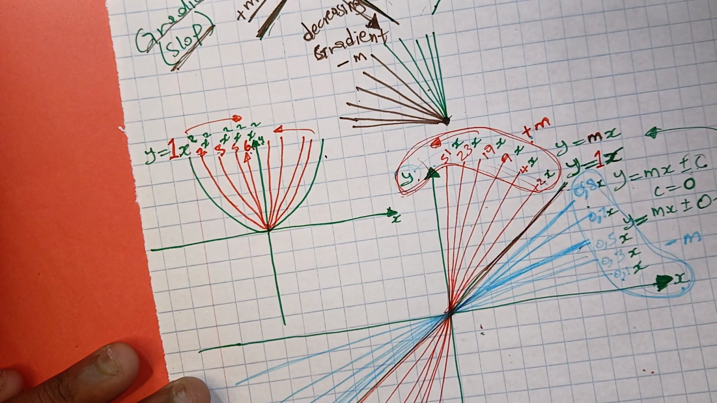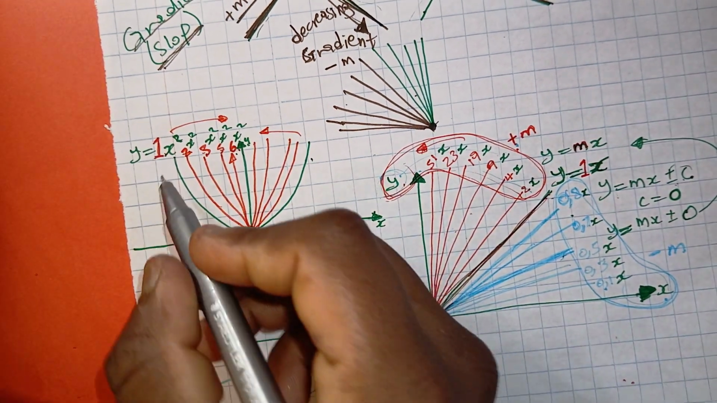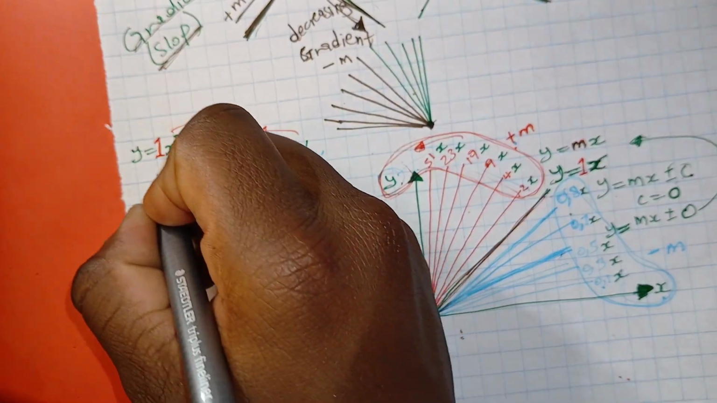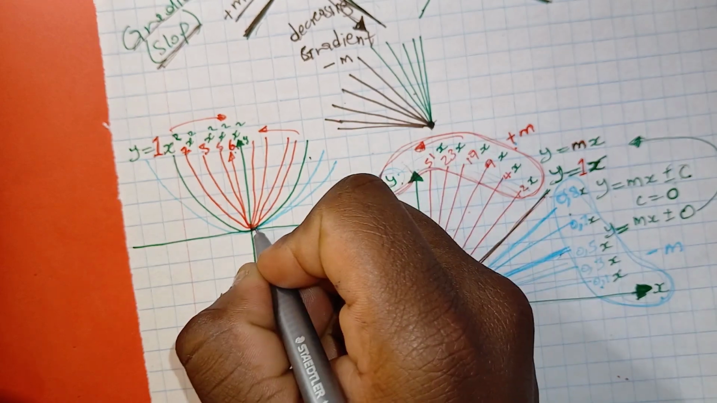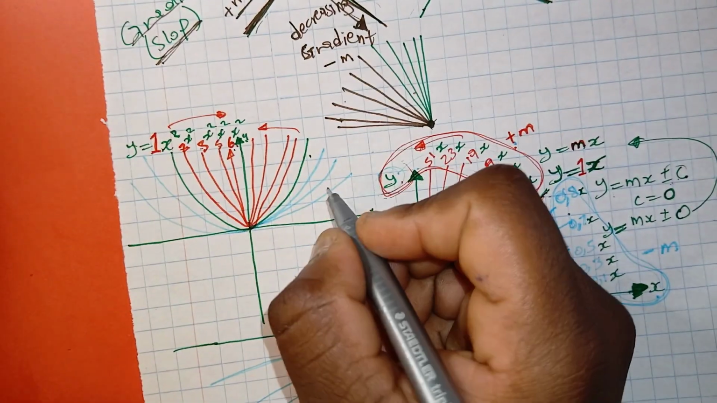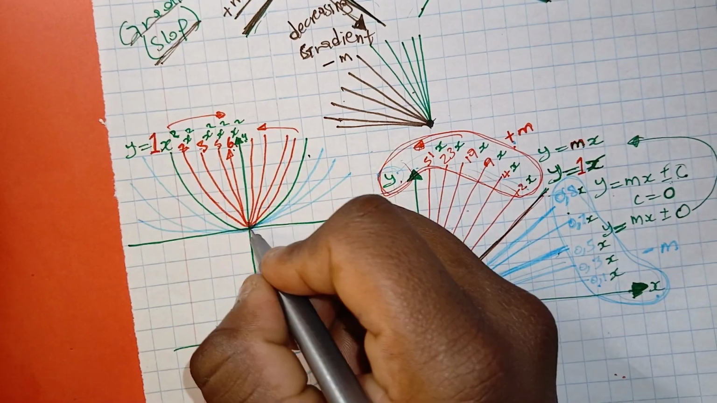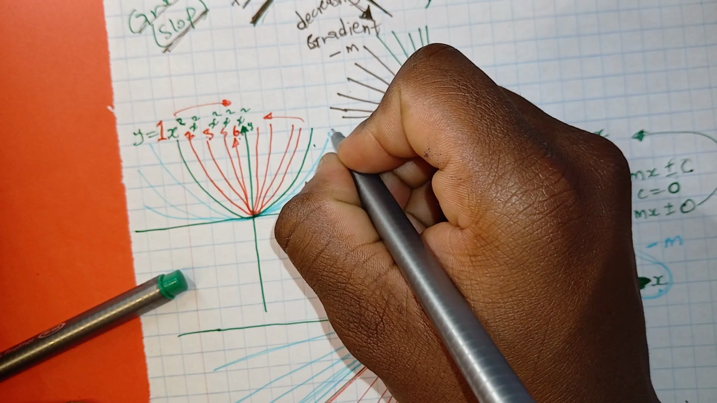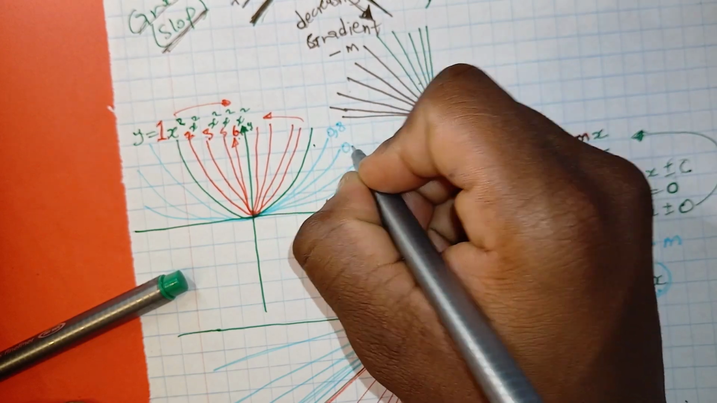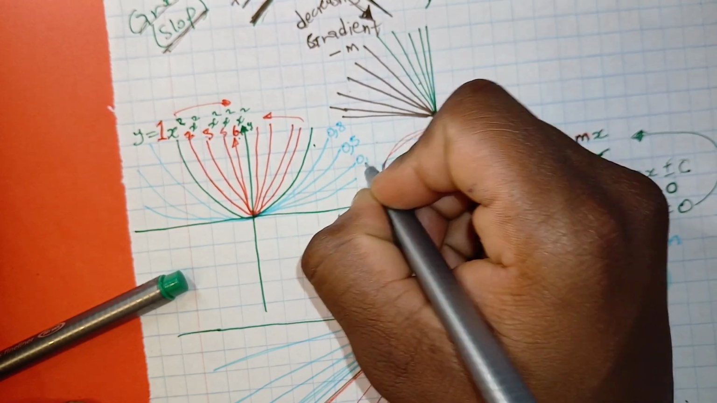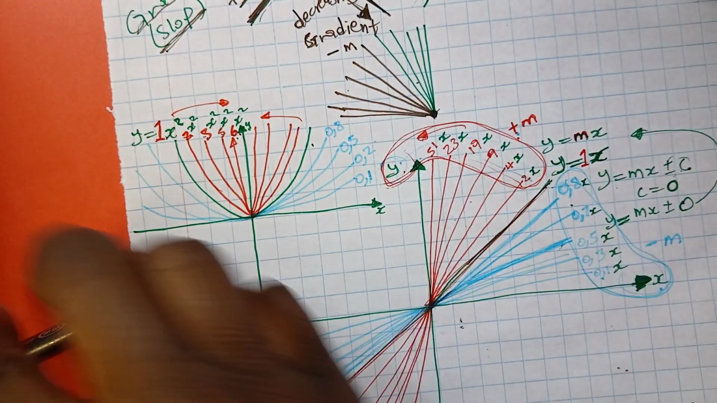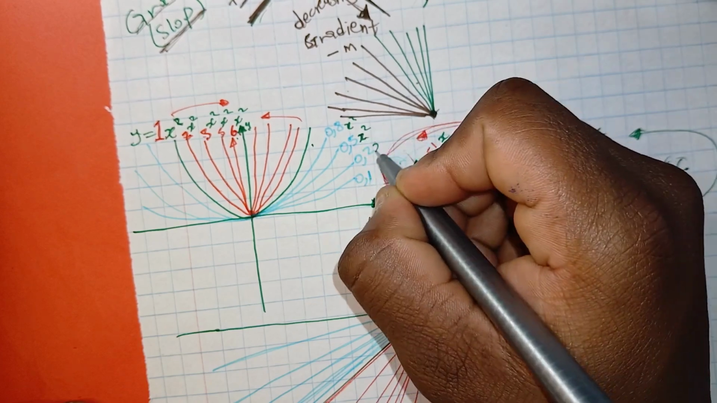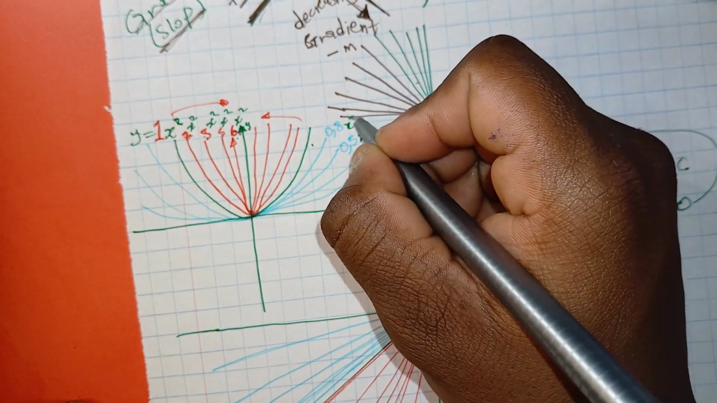Now let's say I'm decreasing this gradient. As I decrease it, it will become like this, like that, like that. Do you see what is happening here? I just decreased the gradient to 0.8, then 0.5, 0.2 and 0.1. So x squared, x squared, x squared and x squared.